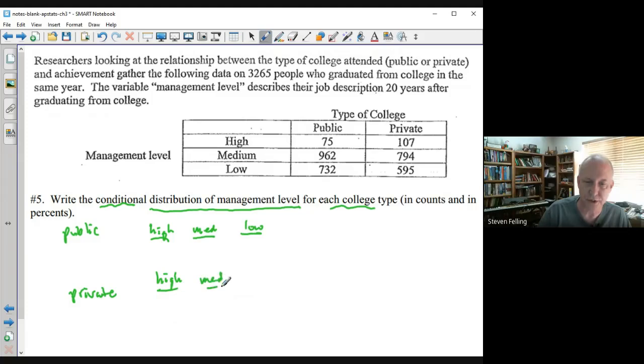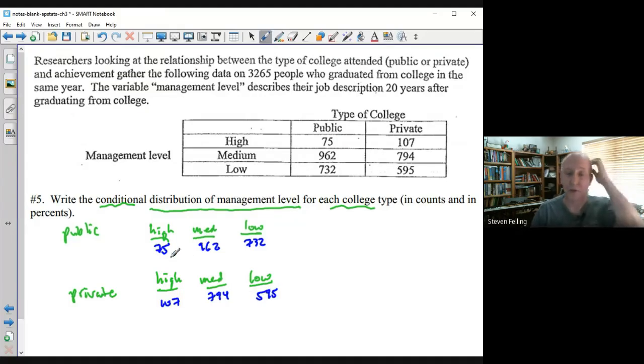Same distribution. But we're going to take the values for public, and we'll use not the margin values anymore. Like we wouldn't sum these up and use values in the margin. We'll do the conditional ones. So for the public college, this would be 75, medium is 90 and 62, and this is 732. And for private, it would be 107, 794, and 595. And then we want to do the percentages.